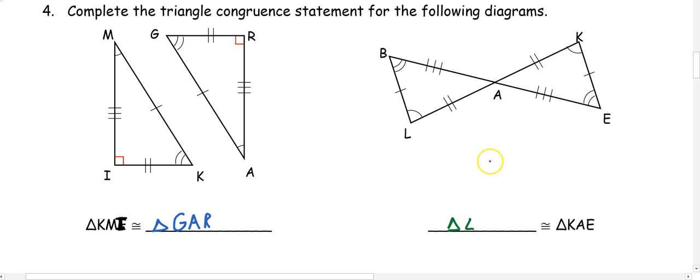So we have triangle L, and then we have A because A is the shared letter, and then we have B because they both have 2 congruency marks.